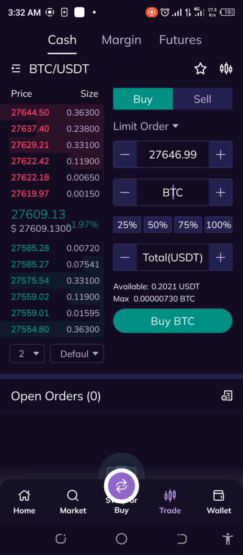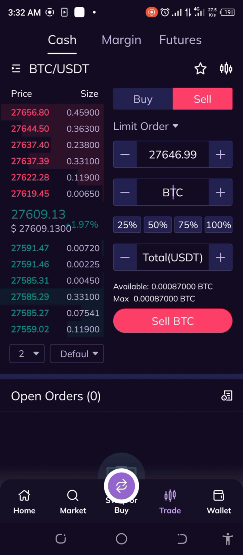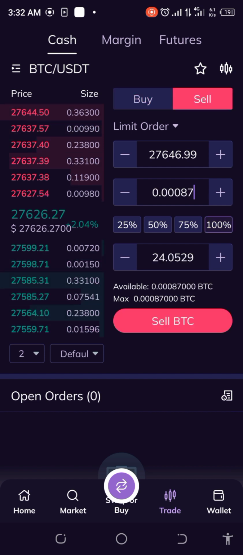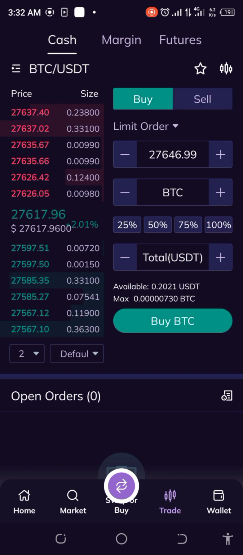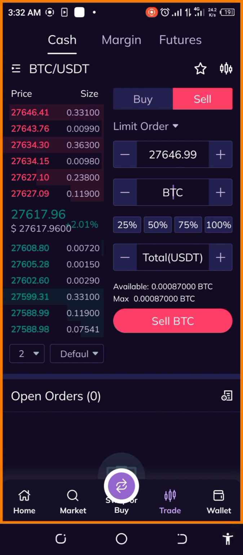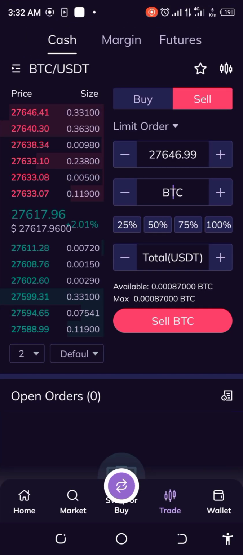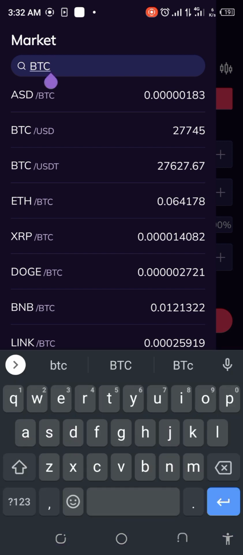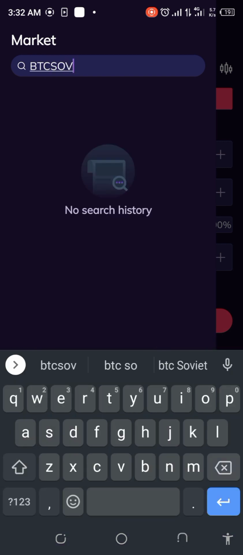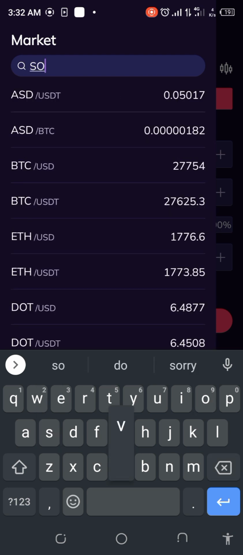Okay, so now that we have that, let's see how much we have. 100%. Well, that's fine. We have our BTC. Let me click on sell just to see the exact amount of BTC we have. That's 0.00087. So let's do this quickly. Let's hope that we don't have any hitches on the way. So let's click on SOV. Oh, sorry, let's click on SOV BTC.